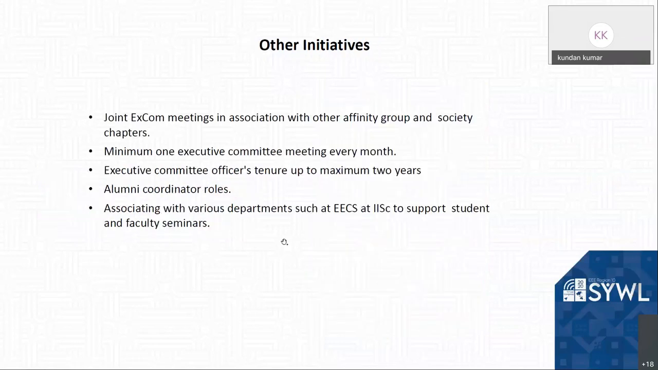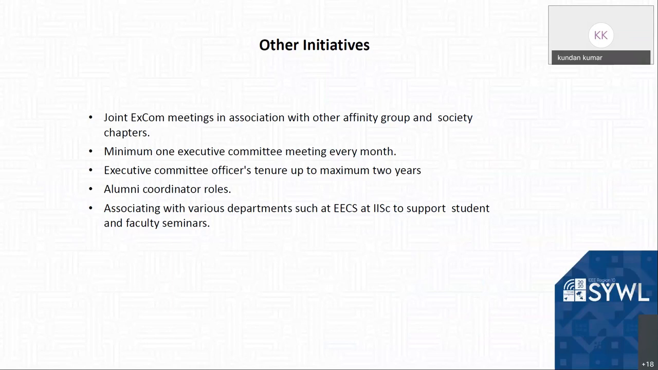Other initiatives include joint Execom meetings in association with other affinity groups and society chapters. We get to know each other better and sync up on logistics and volunteer opportunities. We try to have a minimum of one Execom meeting every month. Execom committee tenures are fixed at two years. We are trying to build alumni coordinator roles because we have a very large pool of alumni, going back 100 years.